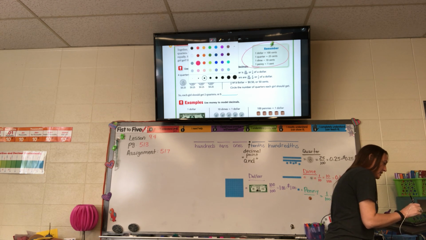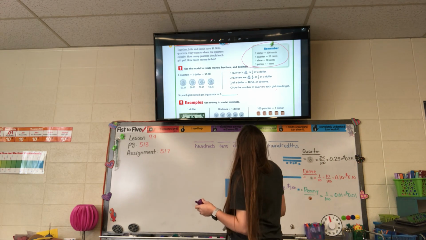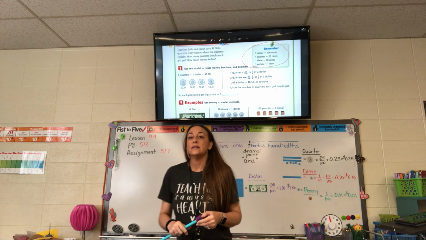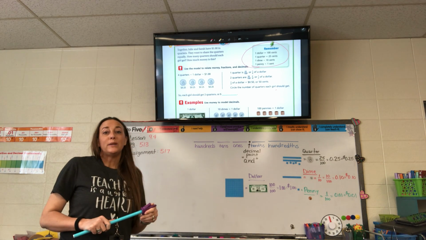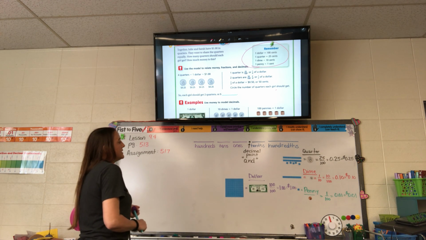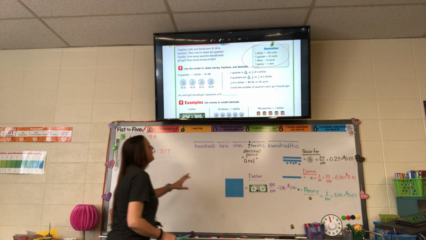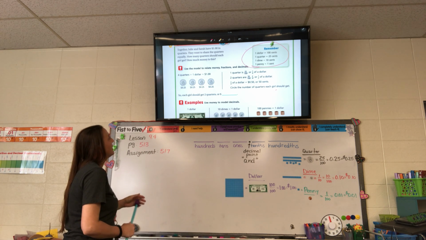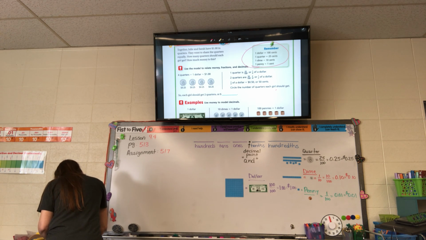How much those different money amounts are worth. So in a dollar there is 100 cents. A quarter is worth 25 cents, a dime 10 cents, and a penny 1 cent. Okay, so in a dollar, let me get my quarters up here.